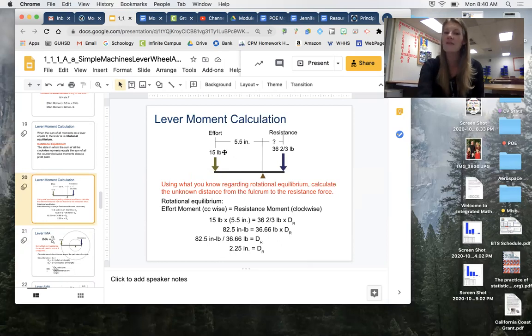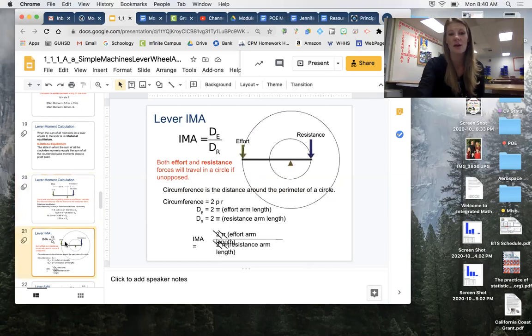So here we have that 15 pounds times my 5.5. That's going to have to be equal to my 36.2 times my distance for the resistance, which we don't know yet. Then we can just mathematically solve that. So that's what's going on there.